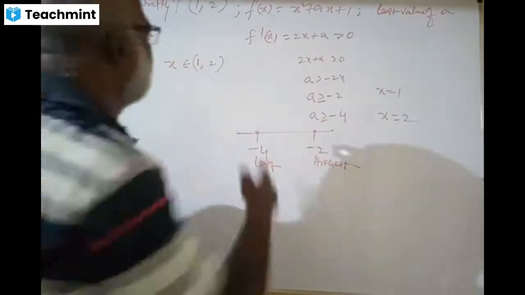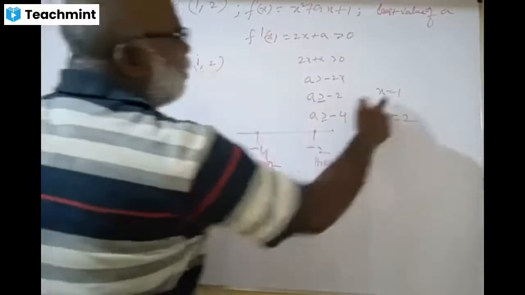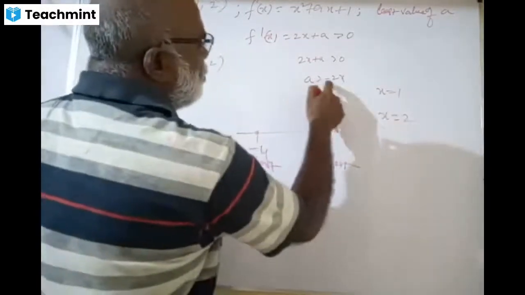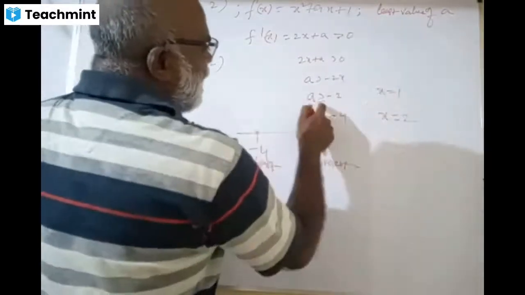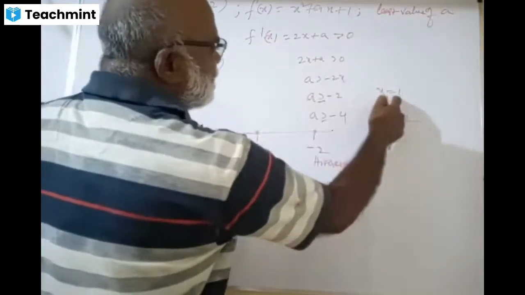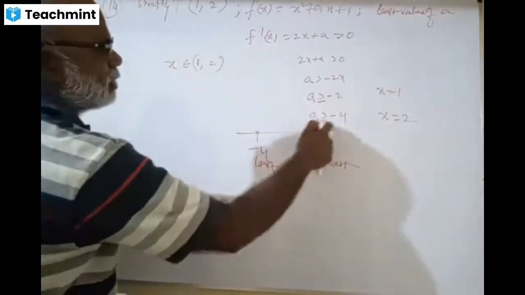By the exam, x is not 1, x is not 2, but you take 1 and 2 at the same time. A is more than minus 2 for strictly increasing, but you are taking it as greater than or equal to because x is not 1, but we are taking it as 1. Therefore, a is more than or equal to minus 2.